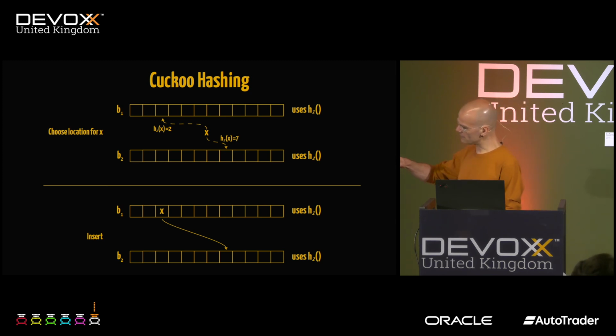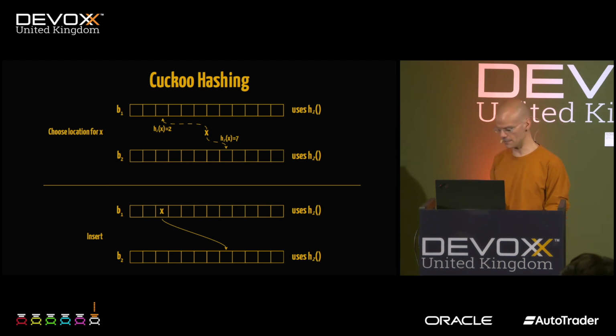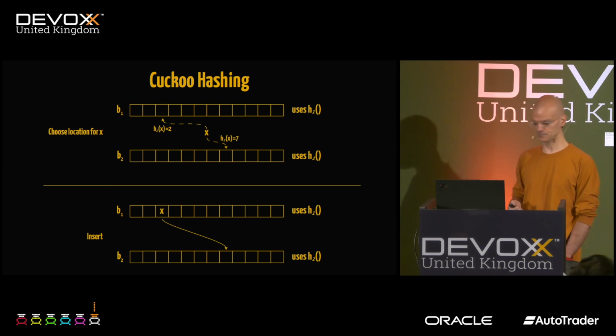But we know that the alternate location where we might write X, in the array B2, is the one pointed to by the arrow, which is at position 7. So the index that the second hash function was giving us.